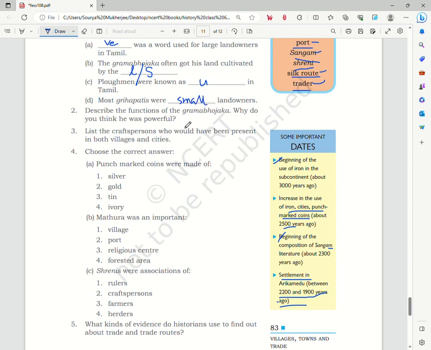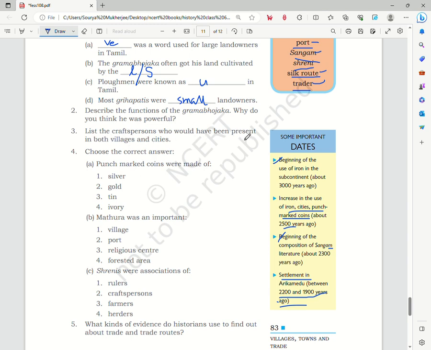So describe the functions of Grama Bhojaka. Why do you think he was powerful? So we see that Grama Bhojaka was the village head and he was the largest landowner in the village. He also collected the taxes from the village and functioned as a representative of the king, and also acted as the judge and policeman whenever a dispute arose in the village.